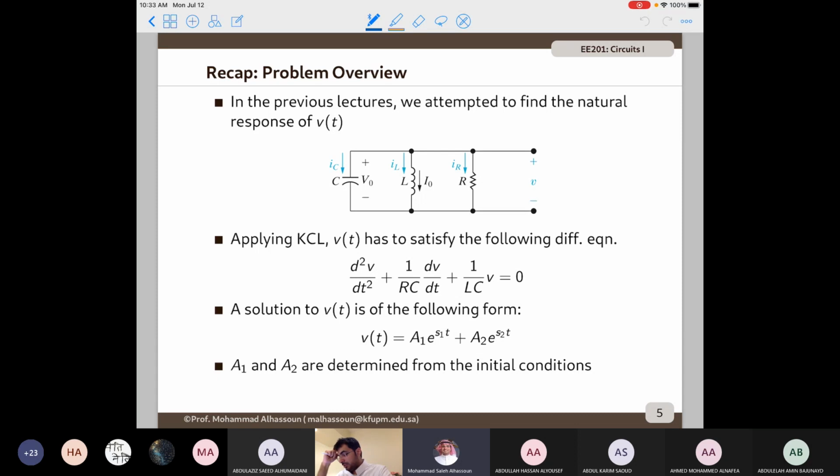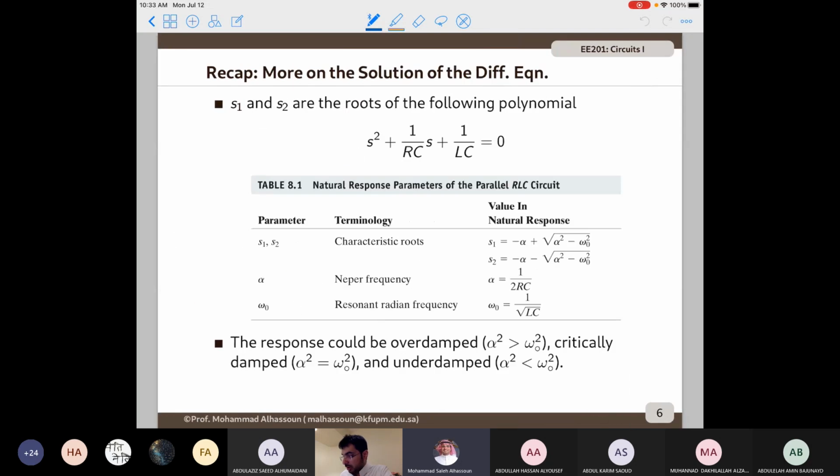So when we derived the natural response, we were interested in the voltage across the parallel combination. So we derived this differential equation, and we showed that the solution is of the following form, where S1 and S2 are called the characteristic roots, because those are the roots of the characteristic polynomial. And A1 and A2 are constants that depend on the initial conditions. So this is the characteristic polynomial. This is the polynomial that has S1 and S2 as its roots.